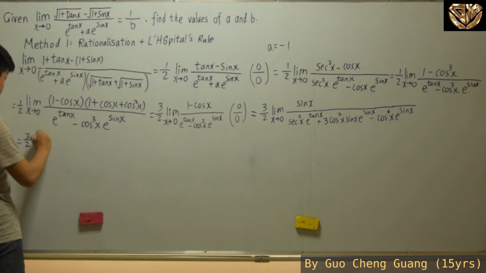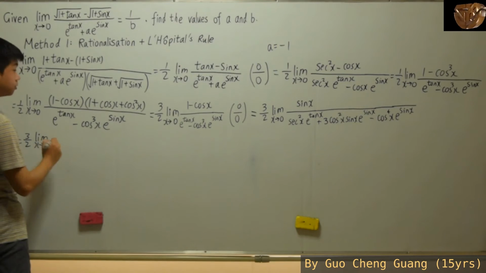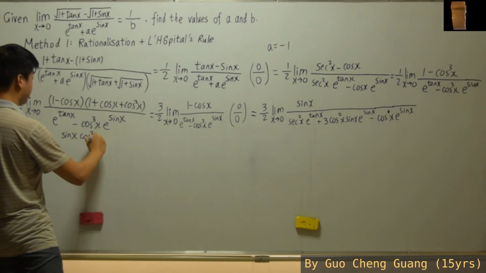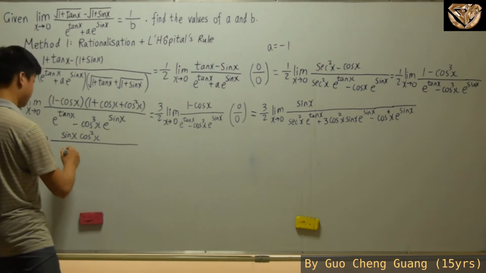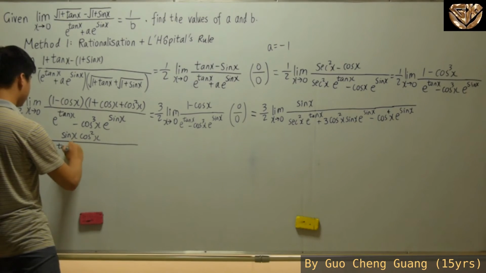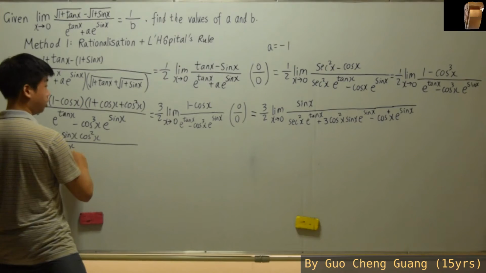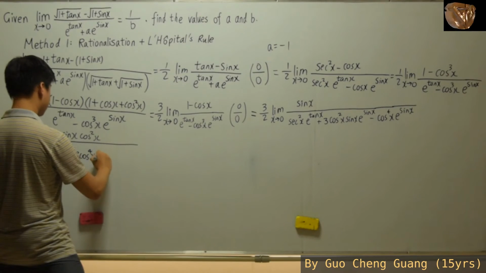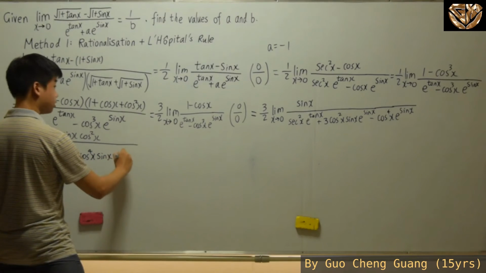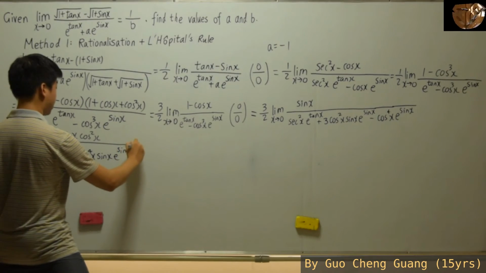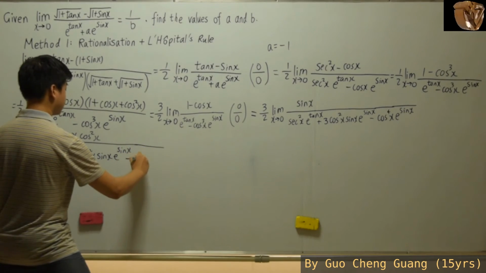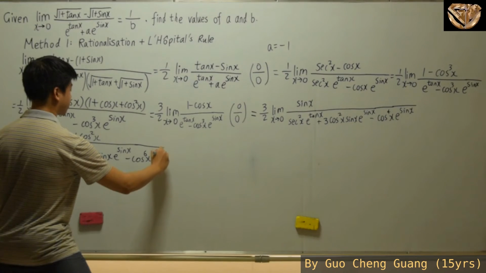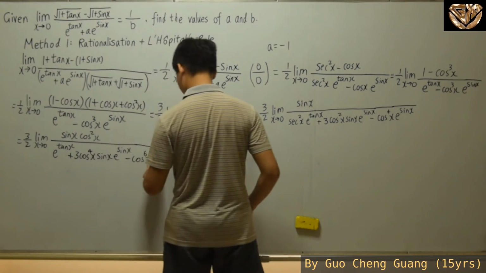3 over 2 limit x approaches 0. So we're going to see sine x cosine square x in the numerator, and this is divided by e to the power of tangent x. Then you have to add 3 cosine to the power of 4x sine x e to the power of sine x, and then minus cosine to the power of 6x e to the power of sine x. Alright, so this is what we are seeing here.